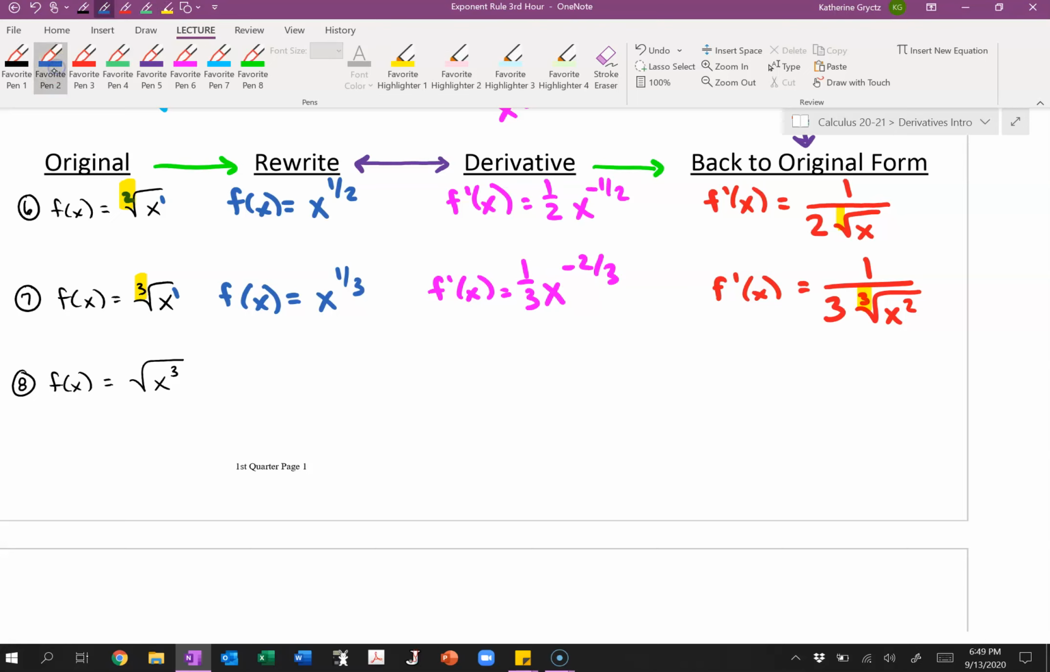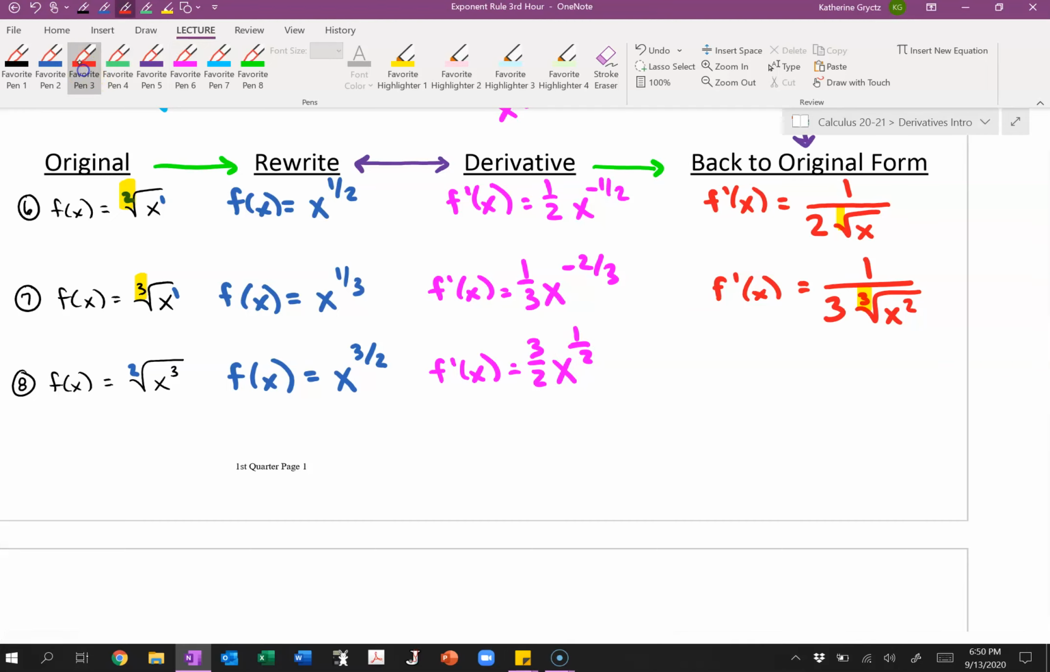So number 8, we have the cube root of x squared. To rewrite it, the square root of x cubed. To rewrite it, we have x to the 3/2, inside over outside. So our derivative would be 3/2 x to the 1/2. So 3/2 minus 1 is 1/2.